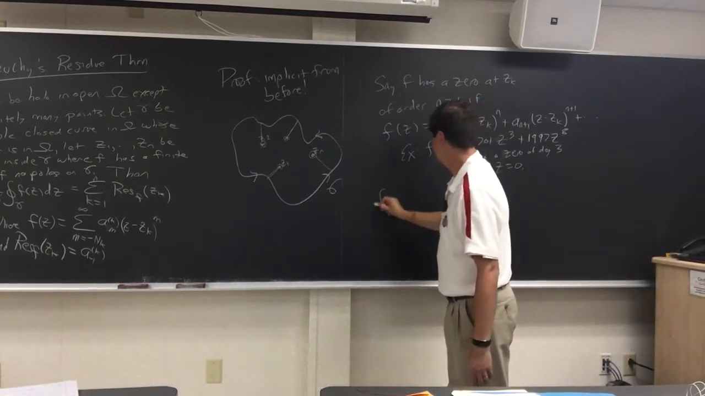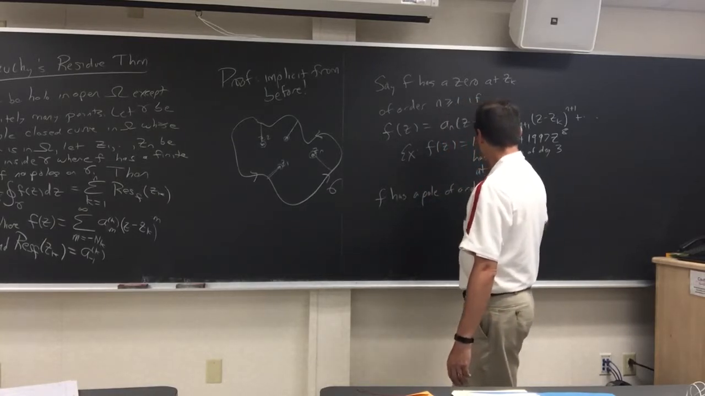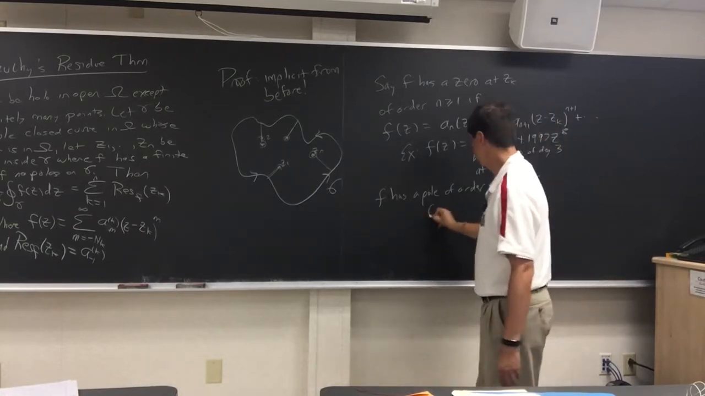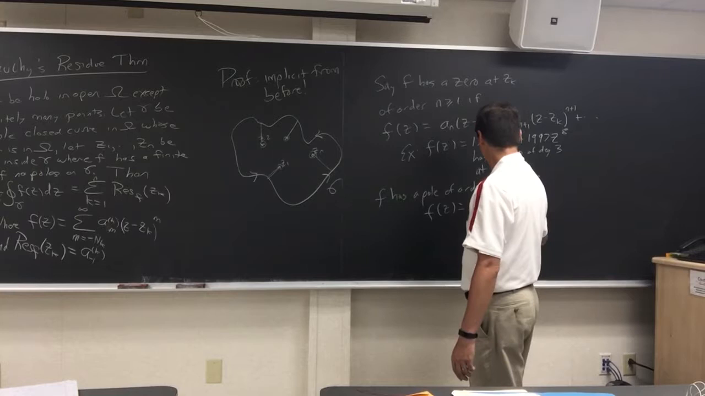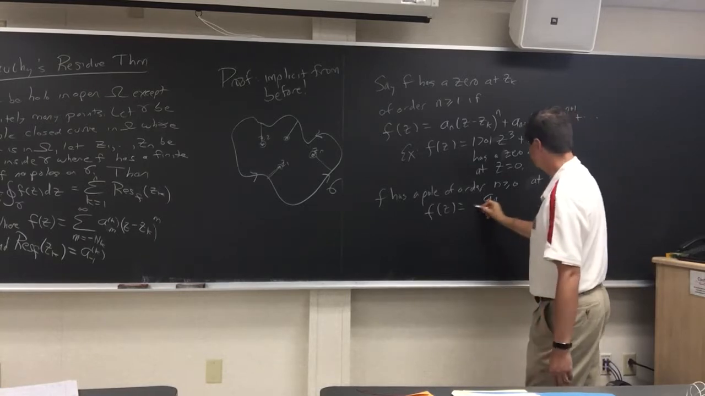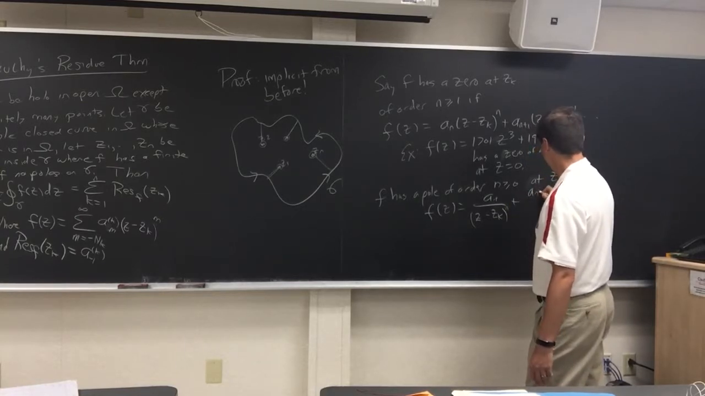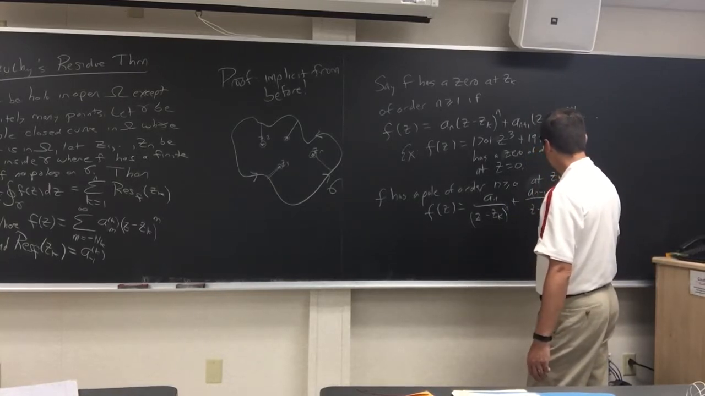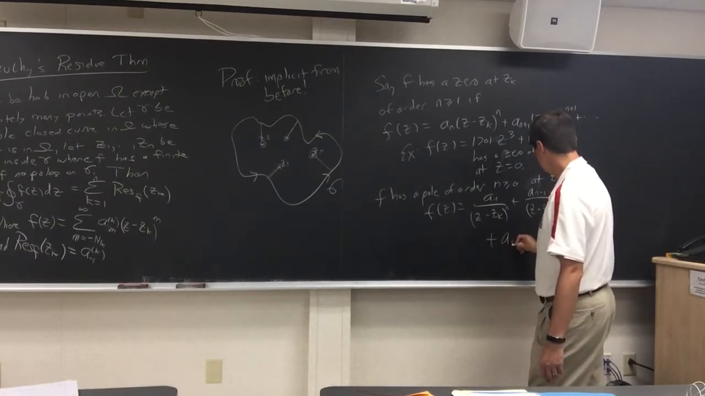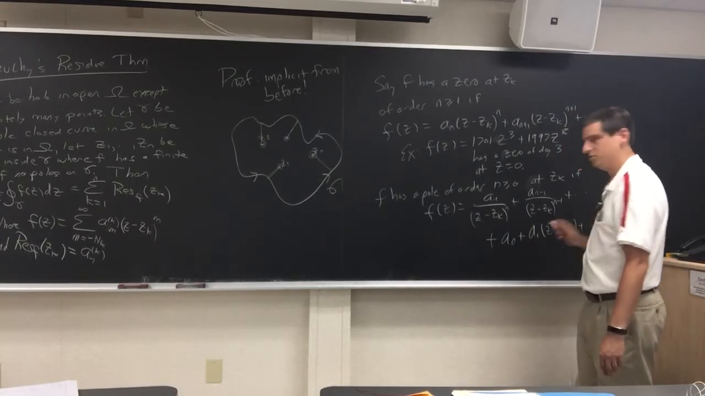The last bit of notation is f has a pole of order n greater than or equal to 0 at z_k if f of z is equal to a_{-n} over (z minus z_k) to the n, plus a_{-(n-1)} over (z minus z_k) to the n minus 1, plus dot dot dot plus a_0 plus a_1 (z minus z_k) plus dot dot dot.